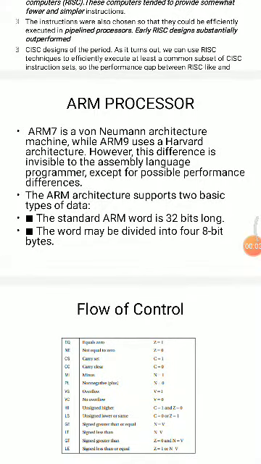So in the last class we have seen the CPU taxonomy, Harvard architecture, Von Neumann architecture, CISC and RISC. In this unit we are going to see about the ARM processor. ARM7 is a Von Neumann architecture. ARM9 uses a Harvard architecture. ARM architecture supports two basic types of data. An ARM word is 32-bit long and that word is divided into four 8-bit bytes.